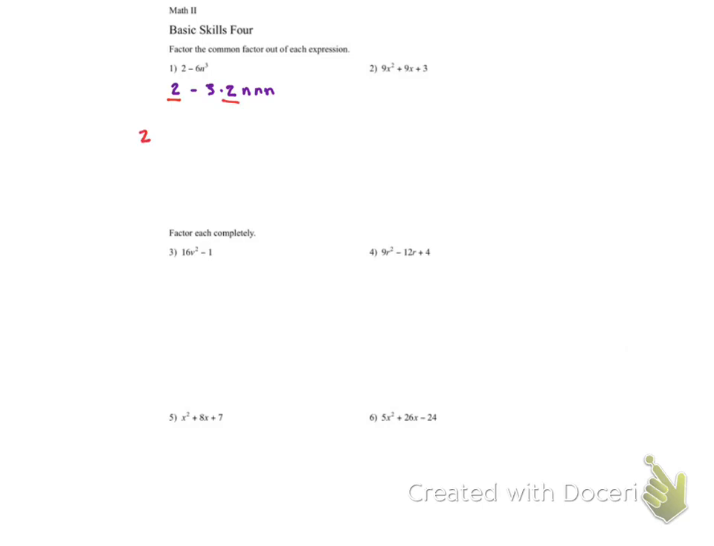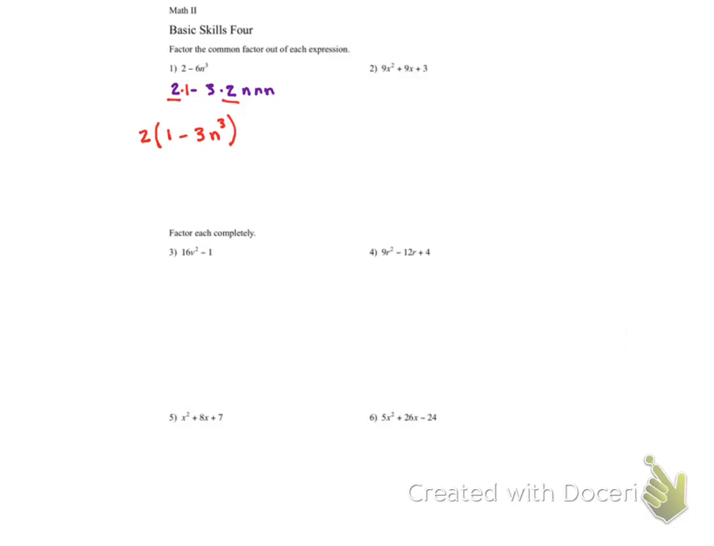So we'll have 2 in parentheses. We pull out this 2, right? If we pull out the 2, we've got to replace it with that 1. 2 times 1 is 2. Minus the 3 is left over, and then n times n, which is n cubed.